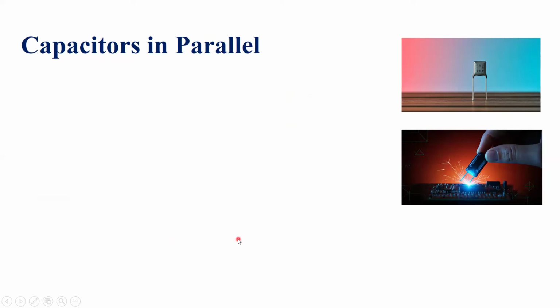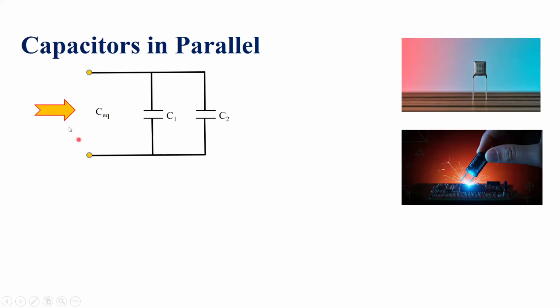How about capacitors in parallel? So we will see when the capacitors are connected in parallel, how to determine the equivalent capacitance, or in other words, net capacitance. So here is the network. We see that C1 and C2 are connected in parallel because both the ends of C1 and C2 are connected at the same node. That's why they are said to be connected in parallel.